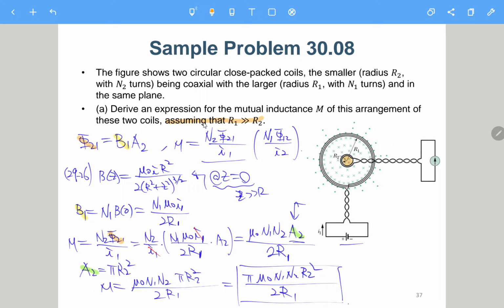But here we assume that R1 is much larger than R2, so that the approximation here is that we assume the B field over this small region is uniform, and in this case phi 2 is approximately B1 times A2. Otherwise we need to do an integration, but B1 related to R is not easy to find, so we make this approximation here.